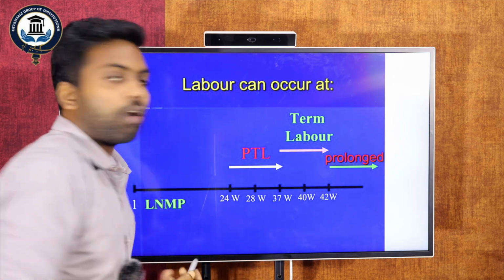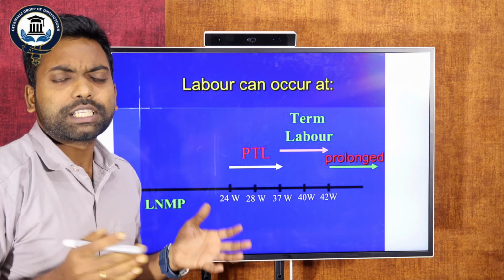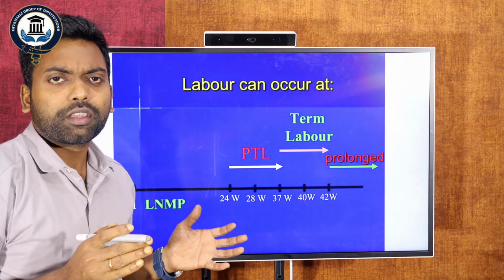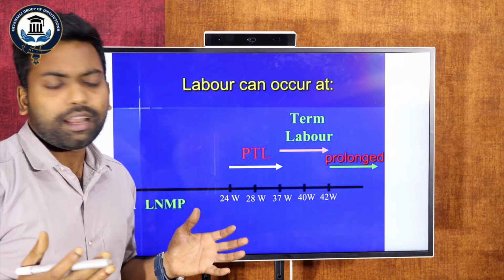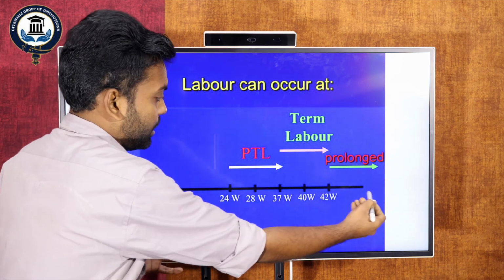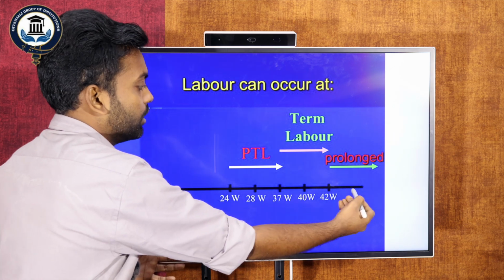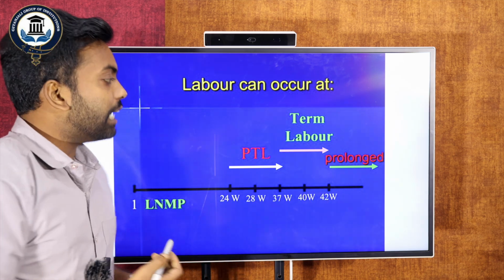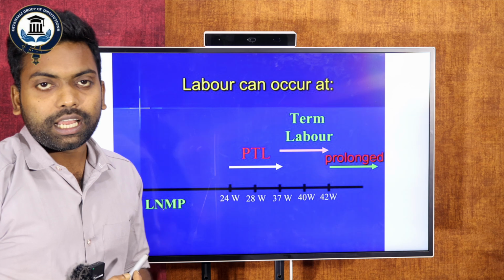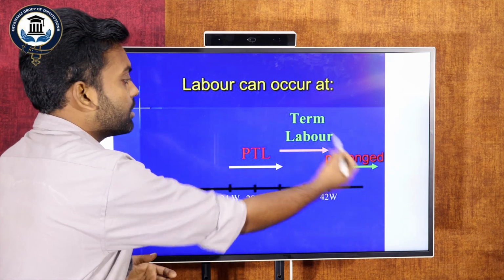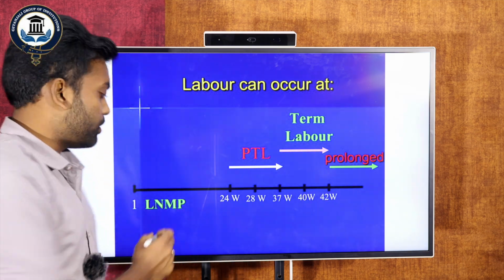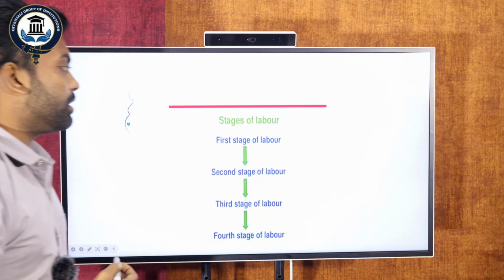What is the meaning of prolonged labor? Due to different kinds of problems, physiological problems, or some hormonal imbalance, the labor may extend. It might be 42 or 43 weeks of the term. In that case, that will be called prolonged labor. My dear students, so here we have seen the three kinds of labors. So this is about the types of labor.